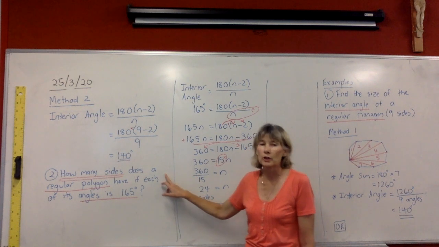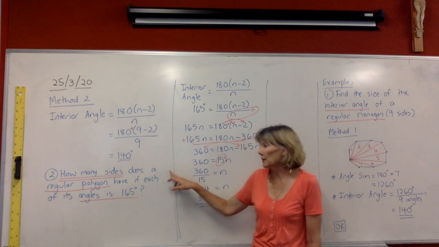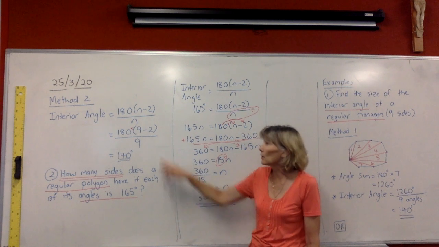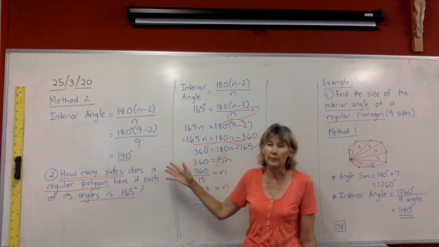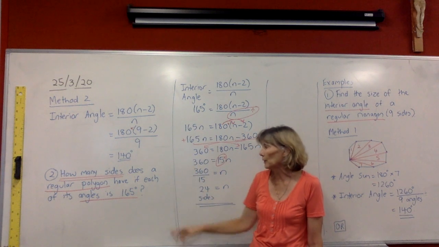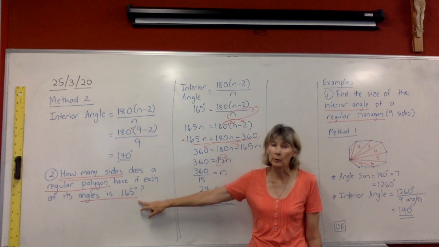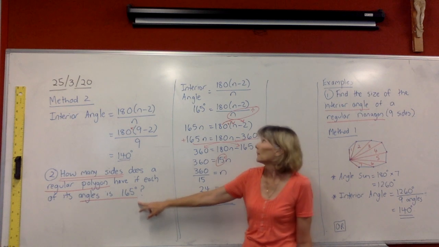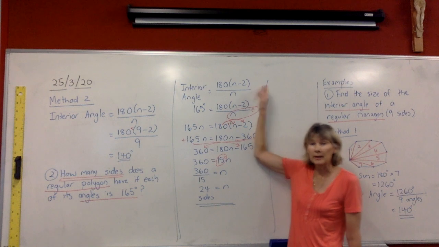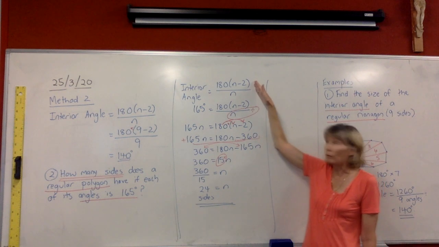When you get a harder question like this, it's asking for how many sides. So it's not giving you the number of sides or the number of angles, which a normal question would do. It's asking you for that. It's giving you the interior angle instead of you finding it. So we're going to start with this formula. It is much easier to do this one with this formula.